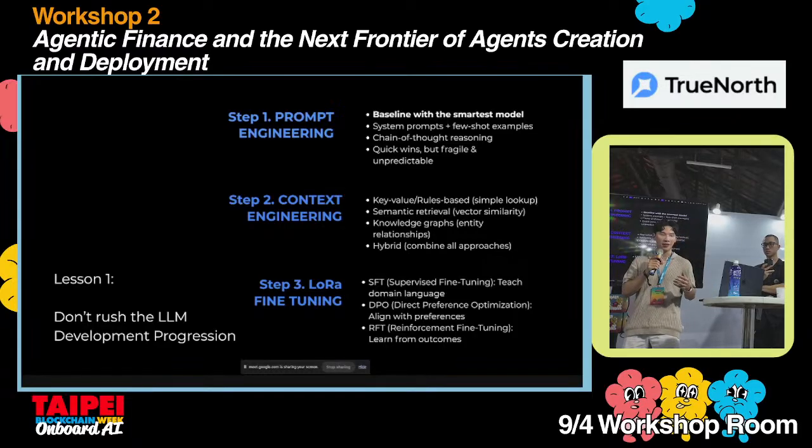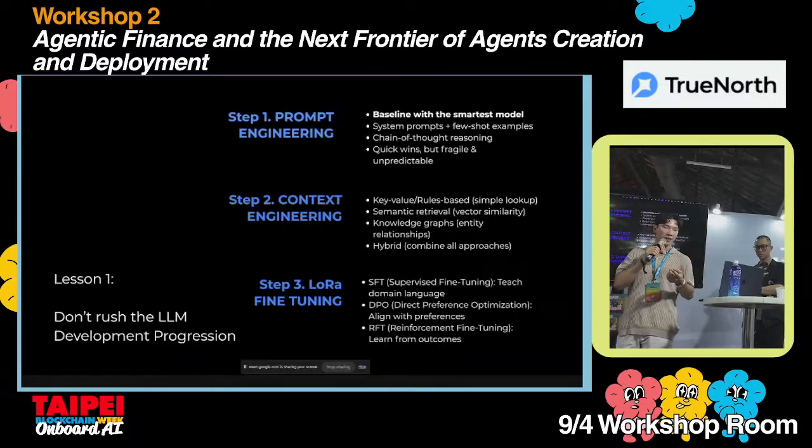There's also a progression for context engineering. You have key-value based, which is a very simple lookup. You can also do semantic retrieval, looking at vector similarity, as well as a knowledge graph, where you map out entity relations, or you can do hybrid, combining all approaches at once. Once you have done prompt engineering and context engineering, then you can go into step 3, which is LoRA fine-tuning. For fine-tuning, you have 3 methods.